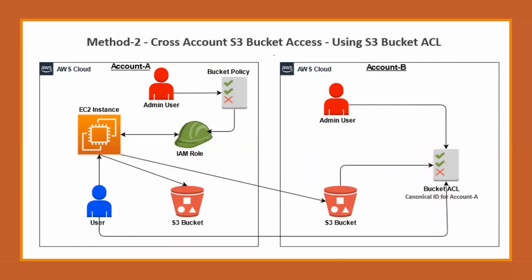The second method is cross account S3 bucket access using the bucket ACL. So we will create the bucket ACL here, using the canonical ID for account A. The canonical ID is a 16-digit number for each account that the admin user can see. So we will configure that ID on this bucket.